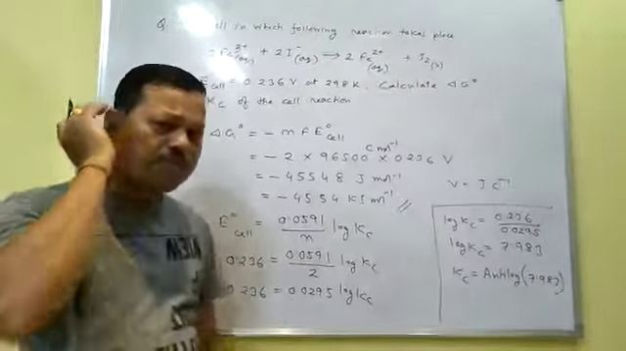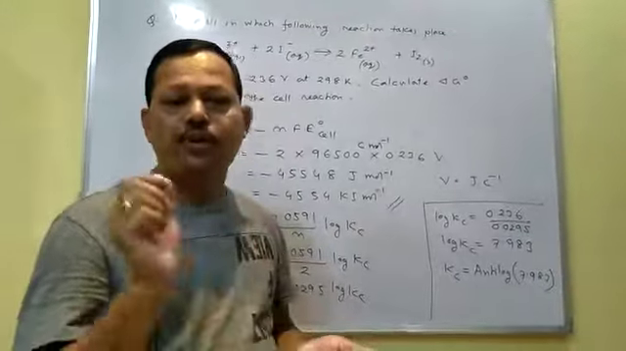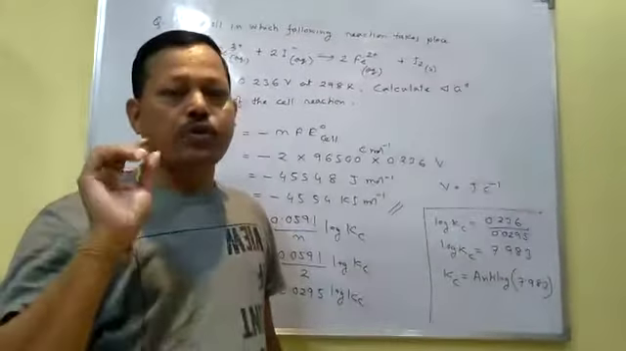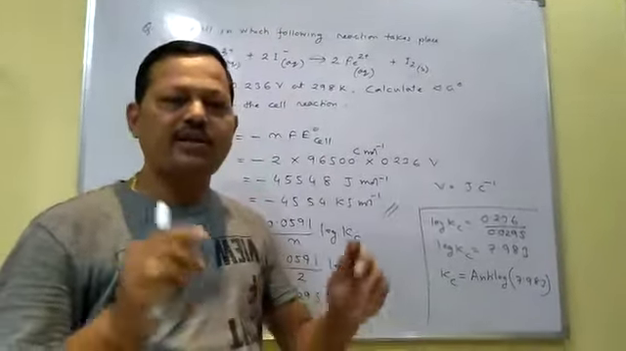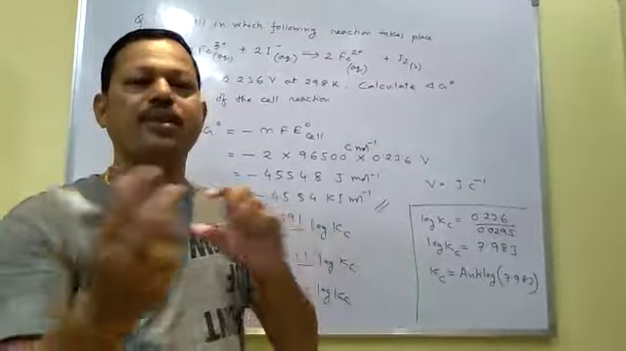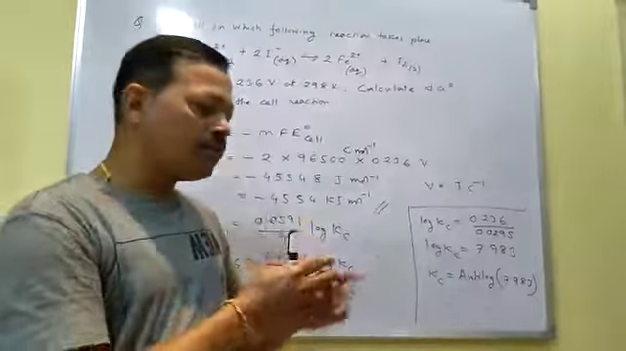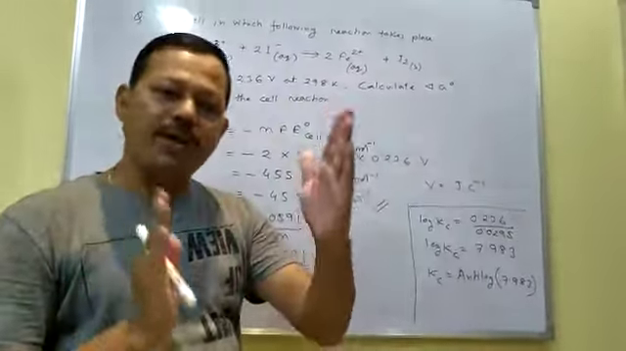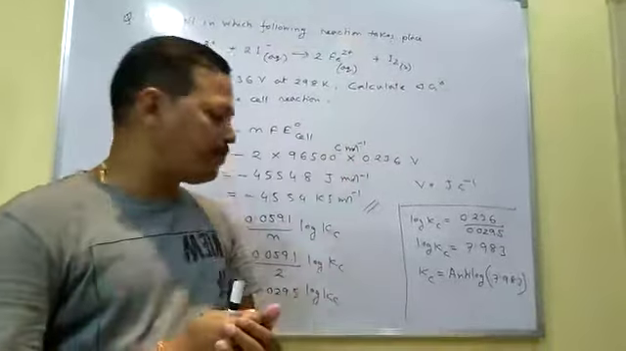Now the main topics of this chapter are already finished. Now one topic is left, that is some commercial cells. That commercial cell means nothing but battery. Actually battery is one type of electrochemical cell. Some cathodes are used, some anodes are used, and some electrolytic solutions are used. As we have constructed the electrochemical cell, a battery is also one type of electrochemical cell.